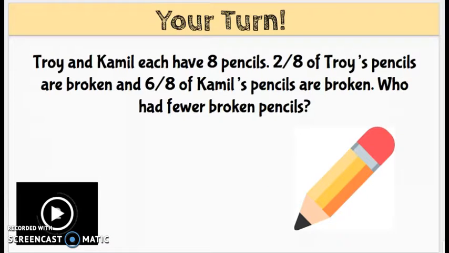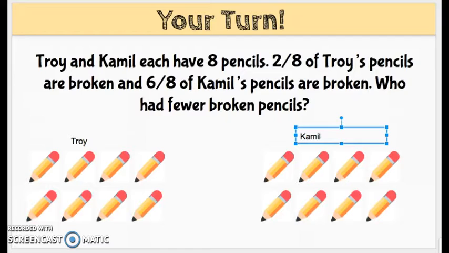Last problem is a little tricky. Troy and Camille each have 8 pencils. 2/8 of Troy's pencils are broken and 6/8 of Camille's pencils are broken. Who had fewer broken pencils? So what I'm going to do is draw my 8 pencils out for each child so you can see which ones are broken and which ones are not. I now have 8 pencils for Troy and 8 pencils for Camille.